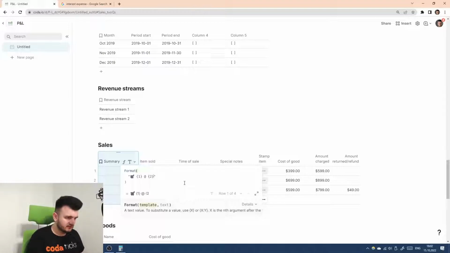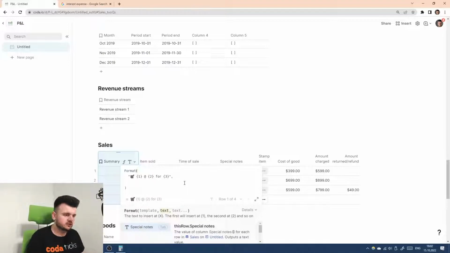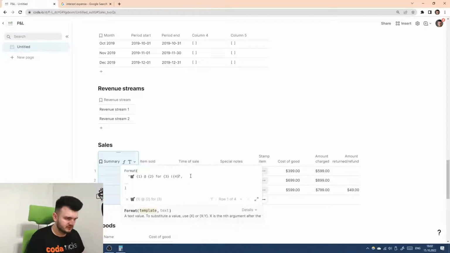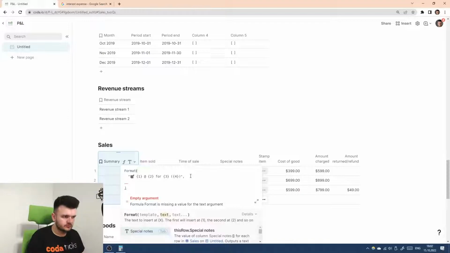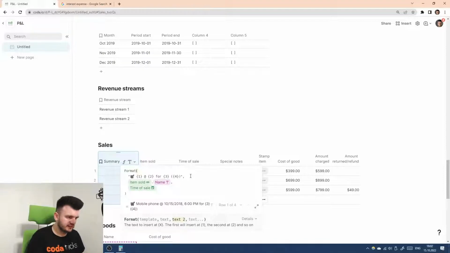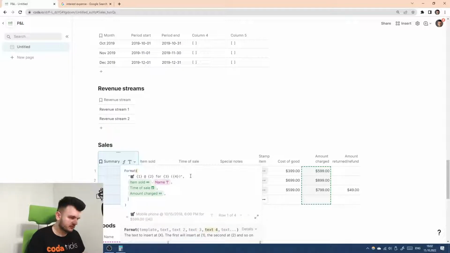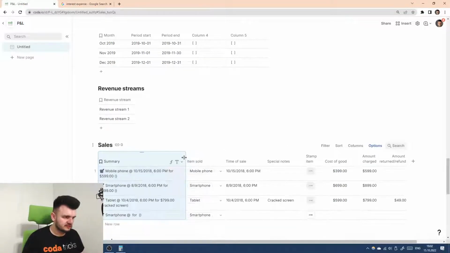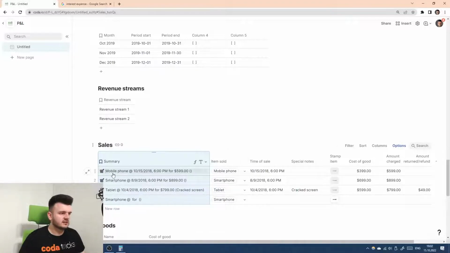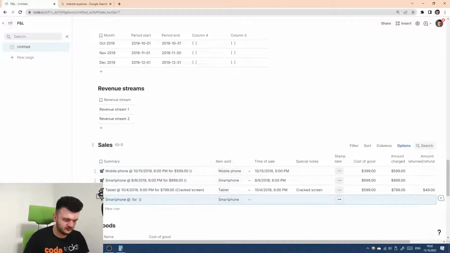Say at time or the price, and maybe some special notes. Then you have item sold name, time of sale, amount charged, and then special notes. Now this looks like a summary of a sale. So you sold a mobile phone at that time for this much, and we sold a tablet at that time, and it had a cracked screen.